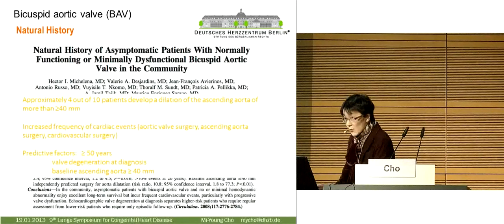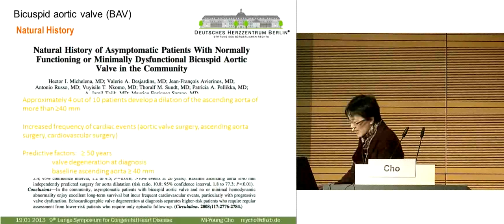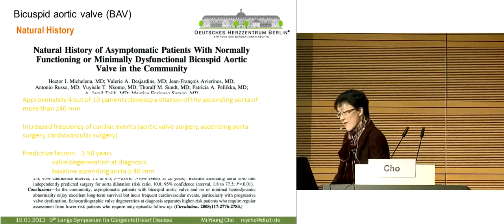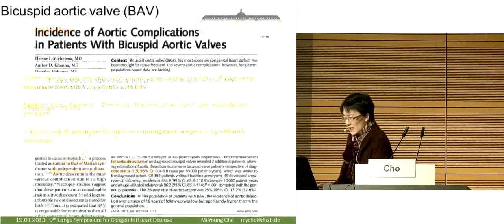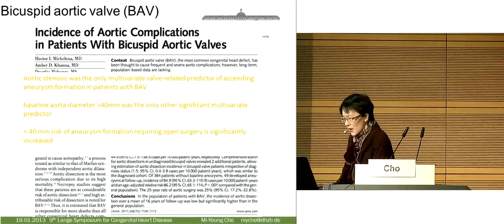And predictive factors were age above 50 years, valve degeneration at diagnosis, and a baseline ascending aorta bigger than 4 centimeters. So there was a follow-up study, and she did an incidence study, and the only multivariate predictor was aortic stenosis. And again, of course, diameter above 4 centimeters.